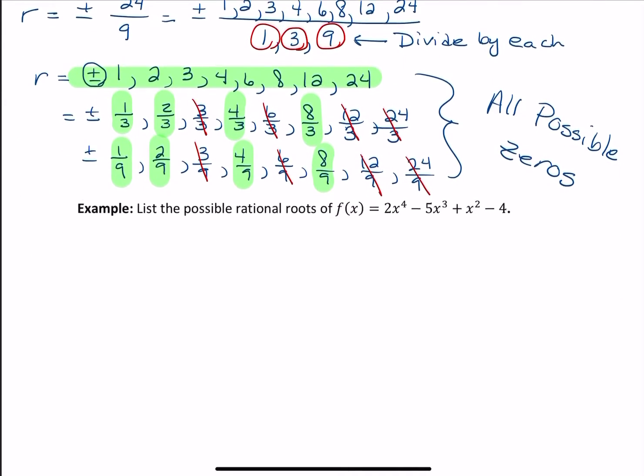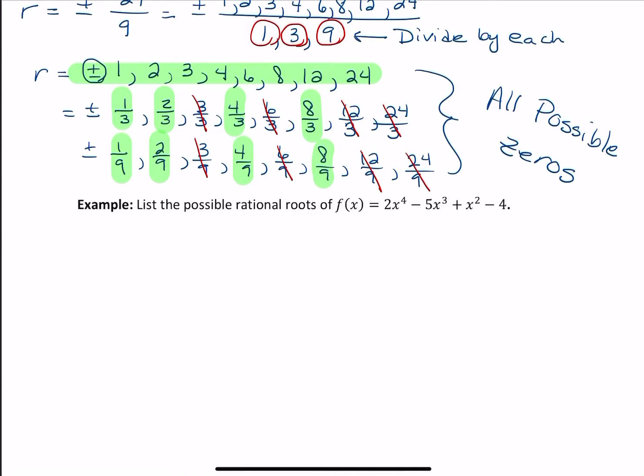So let's look at this next one. Same thing. Our P is 4 and our Q is 2. So all our possible rational zeros are plus or minus the factors of 4 over the factors of 2, which will be plus or minus 1 and 4 and 2 and 2. And then the factors of 2 are just 1 and 2. So this one's a little easier.